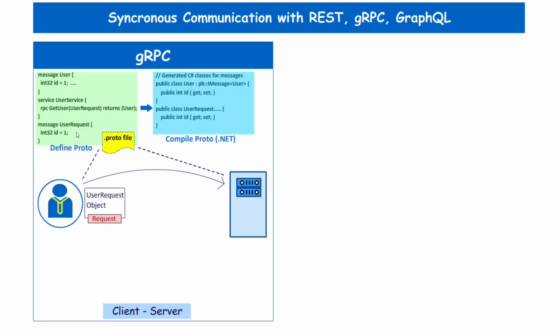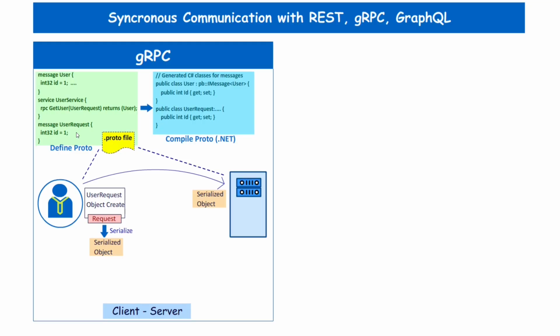In case any user request is sent by the client to the server, it is first serialized. When the client makes a request, it creates an instance of the request message, for example the user request, and sets the necessary fields. This message is serialized into a binary format using protobuf, and then the request is sent to the server. Once the server receives the request, the server would be deserializing this object.